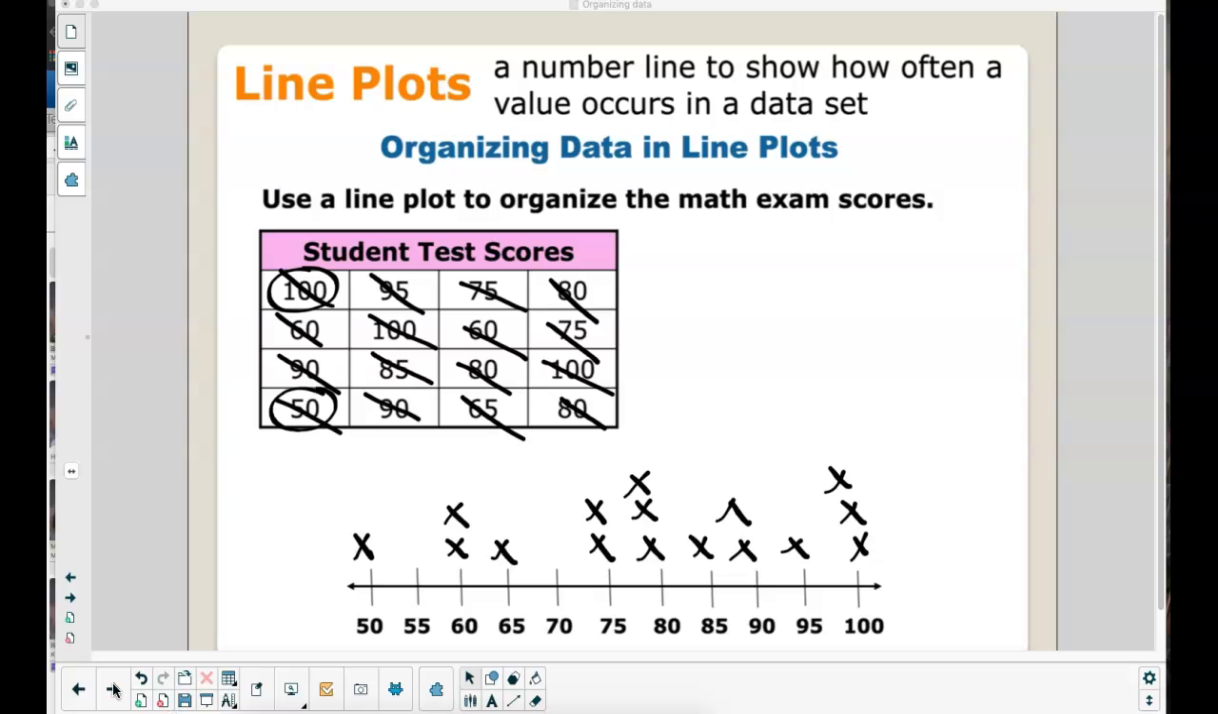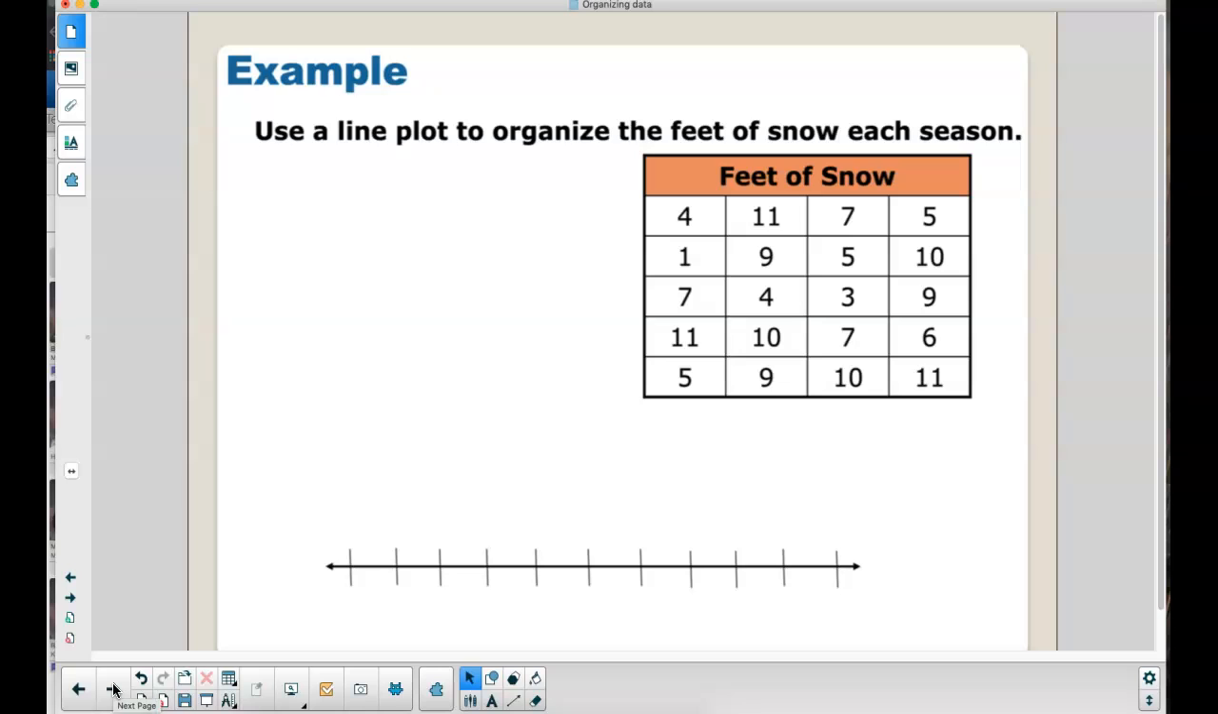All right, let's look at the next one. So this one shows the number of feet of snow each season. Okay, this time I gave you a number line, but it's not numbered. So we have to number it. Any ideas of how I should number that number line? Tyler? 1, 2, 3, 4, 5, 6, 7. Yeah. When I look at this, I see a 1 right away, so I know I have to start at 1, and I should probably just count by ones.